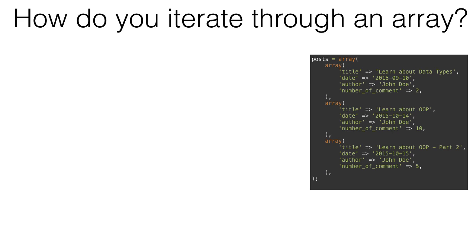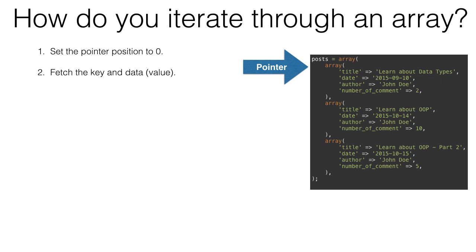So how do we iterate through an array? All right, well, here's our array. Now let's walk through this. All right, so we need to set the pointer position to 0. So first we have to start at the first element. Got to have a starting point. Then we fetch the key and data value out.